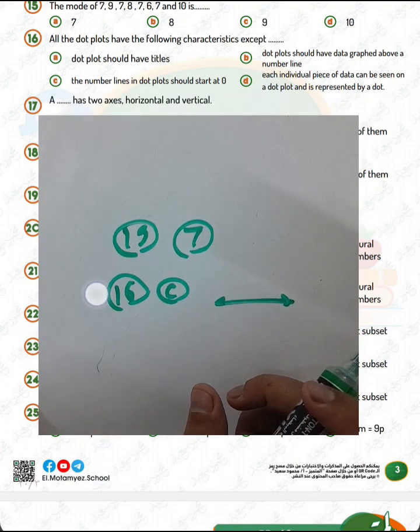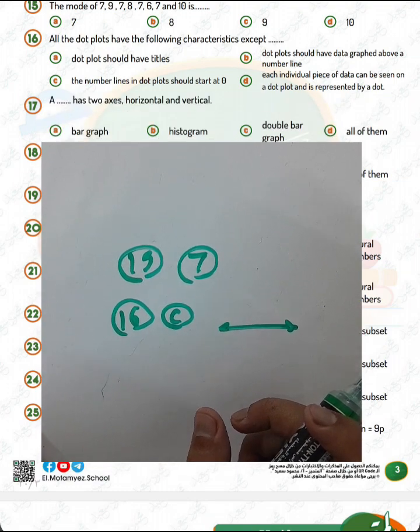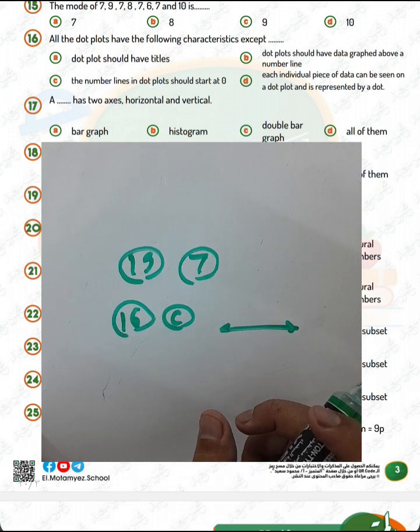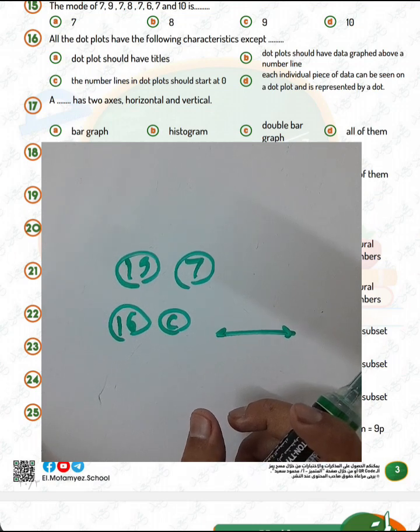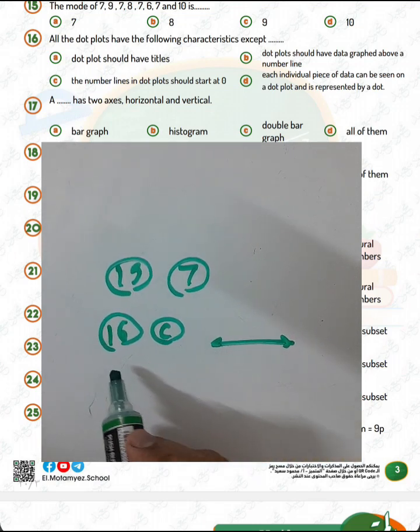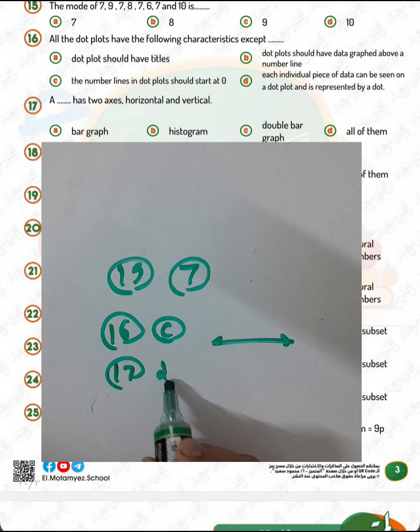Okay. Question 17. Which has two axes, horizontal and vertical? Histogram, yes, and bar graph and double bar graph. Then we can choose for question 17, letter D, all of them.